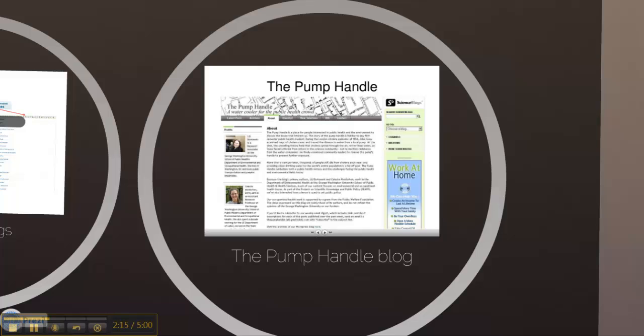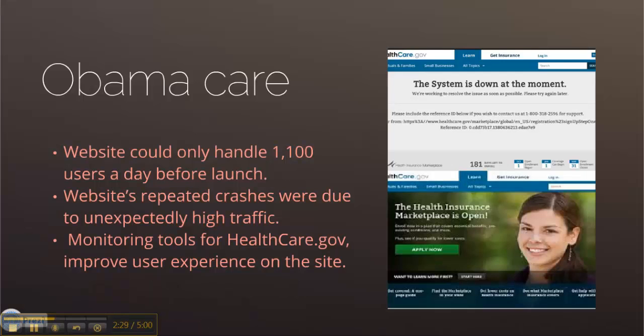Talking about health insurance, let's talk about a web service that is very popular but is not getting a very good reputation for Health 2.0, and that is healthcare.gov, the Obamacare website.